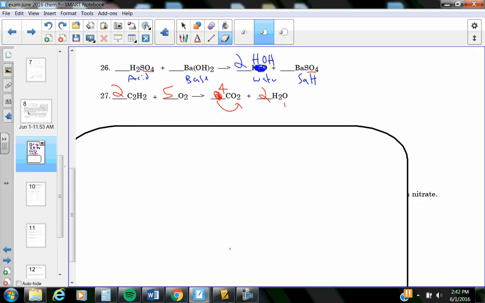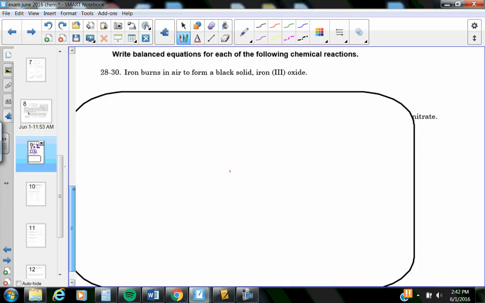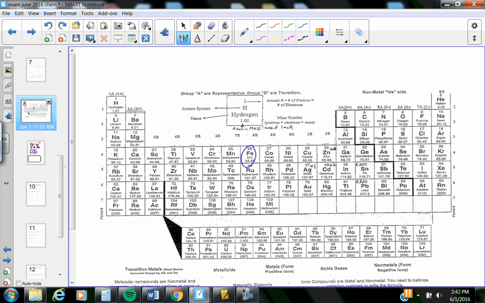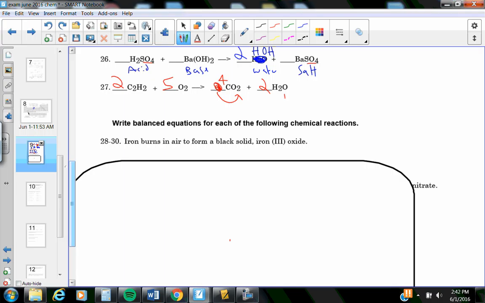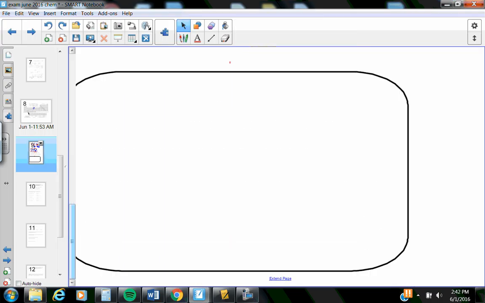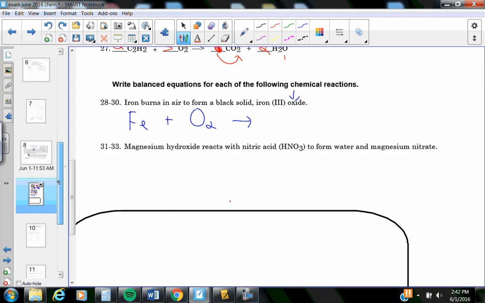Next ones are word problems. So it's probably going to require a little bit more checking of the periodic table. Iron burns in air. Find iron. There it is. Its symbol is Fe. Fe burns in air. That means it's mixing with oxygen in air. We just have to know that, and there's the hint, to form a black solid. What's the name of that black solid? Iron(III) oxide. I need to use my naming rules to figure out its formula.